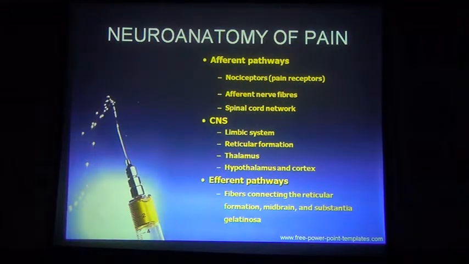The central nervous system processes the perceived stimulus through the limbic system, reticular formation, thalamus and hypothalamus. Coming to the efferent pathway, fibers from the central nervous system come down to the spinal cord level, where they suppress the stimulus. That is, the efferent pathway of the pain mechanism is an inhibitory pathway. The other two were excitatory pathways; the rest is inhibitory.